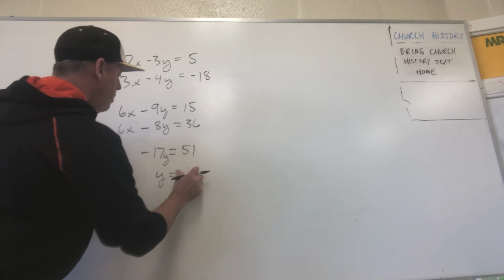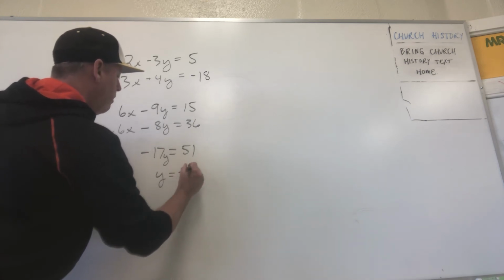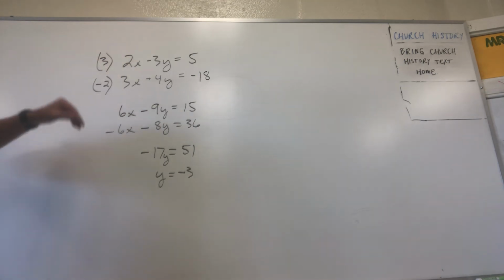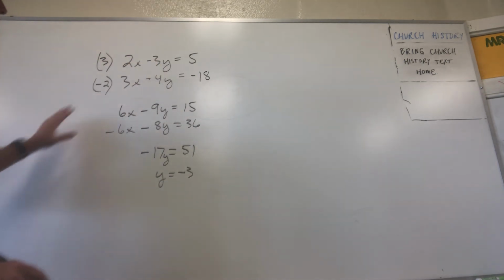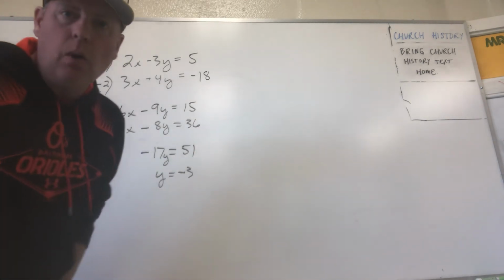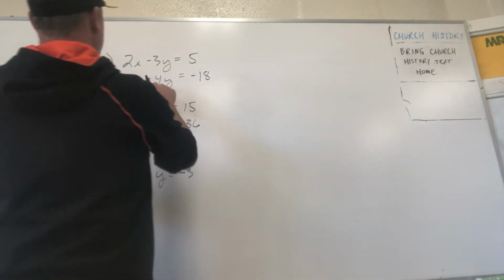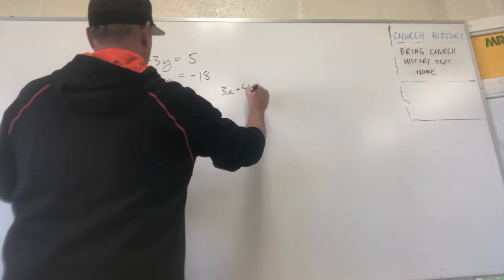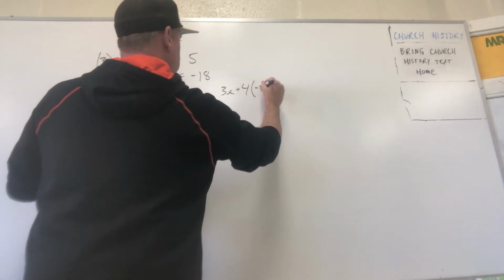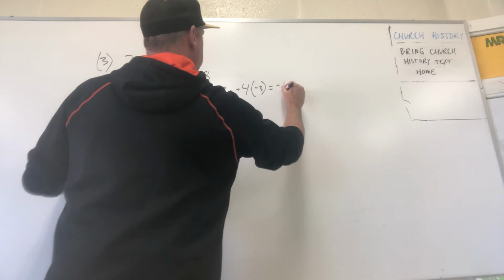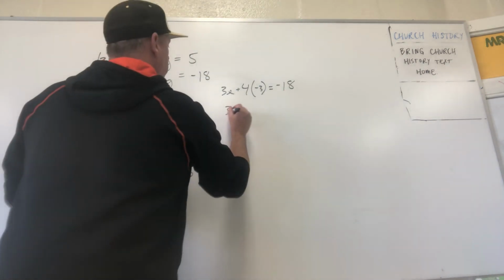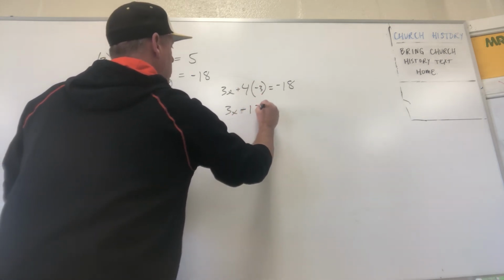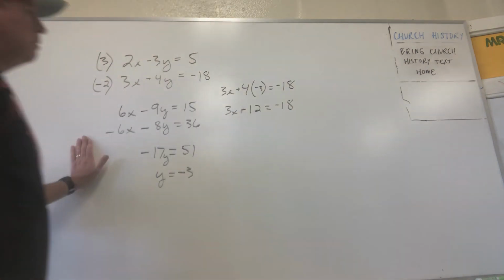So y is going to equal what? Negative 3. Negative 3. Right? Y equals negative 3. Now I can go back into my original equation and insert y into either one of these things to find out what x equals. Okay? So y equals negative 3. Let's do it in this one right here. 3x plus 4 times negative 3 equals negative 18. 3x plus, minus 4 times negative 3 is minus 12 equals negative 18, right?